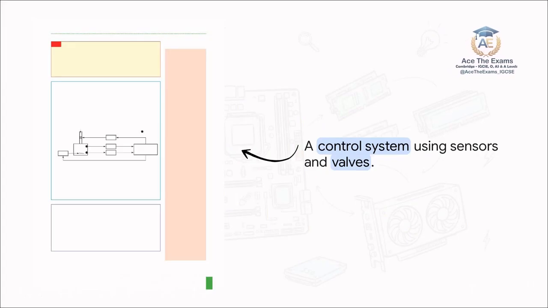Let's do a speed writing challenge right here. Look at this chemical plant control system. You've got 30 seconds to mentally draft a perfect PEEL paragraph. Ready? Here's how it works.